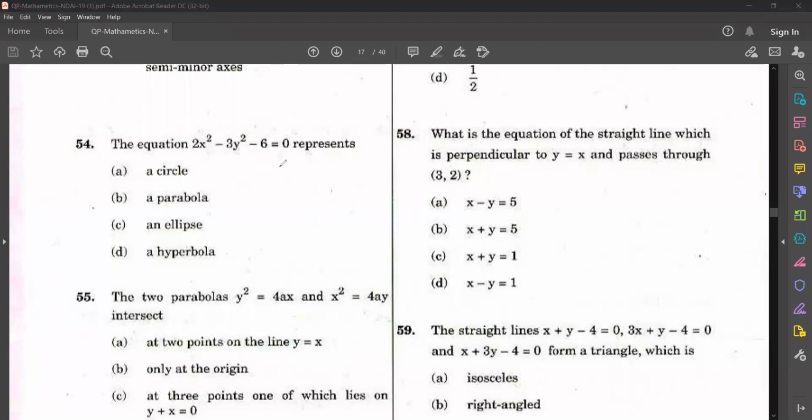See the 58th question. What is the equation of the straight line which is perpendicular to y equal to x and passes through (3, 2)? Very direct question. You have to find the equation of the straight line that is perpendicular to the line y equal to x and passes through (3, 2).